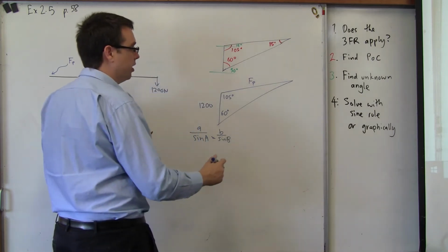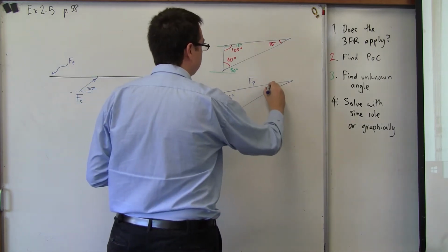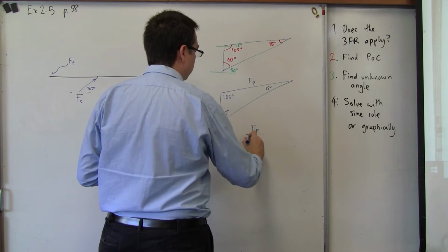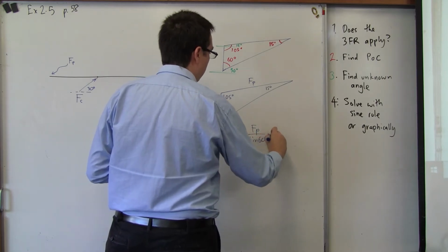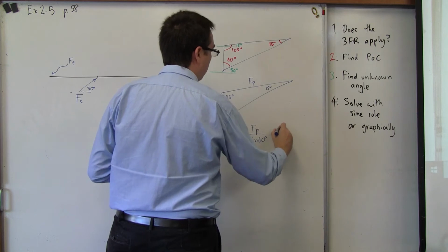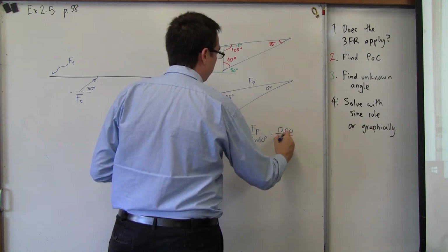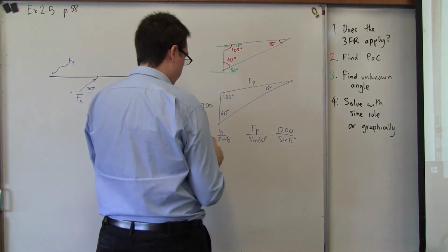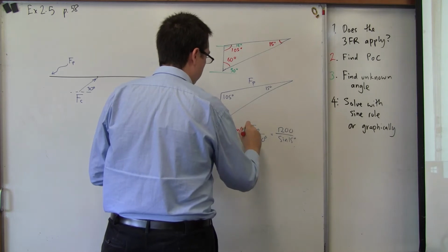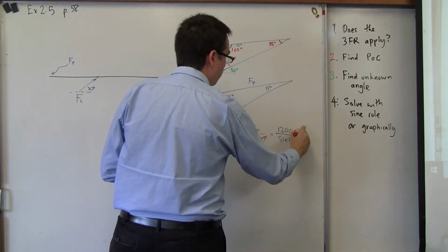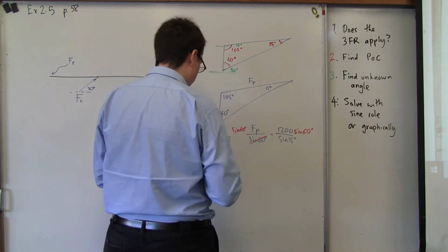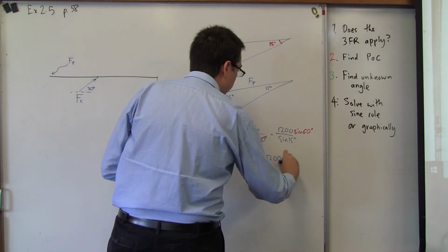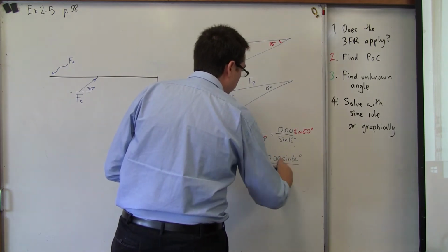So for us, what we're going to say instead is we're going to say the unknown that we want to find is FP over sine 60 equals 1200 over sine 15. That means if we multiply both sides by sine 60, those two cross out. We can rewrite that as FP equals 1200 sine 60 all divided by sine 15.